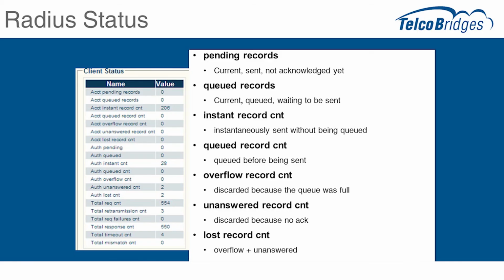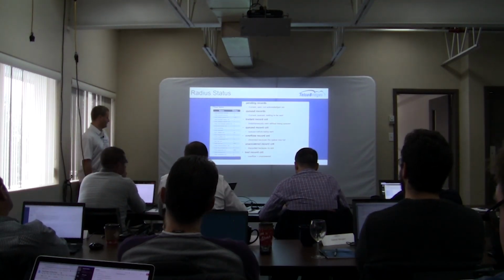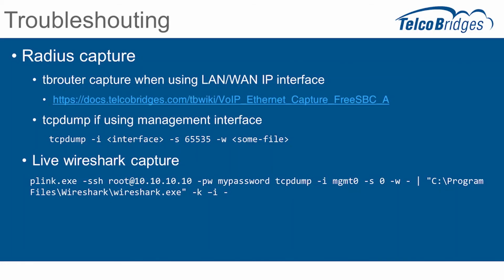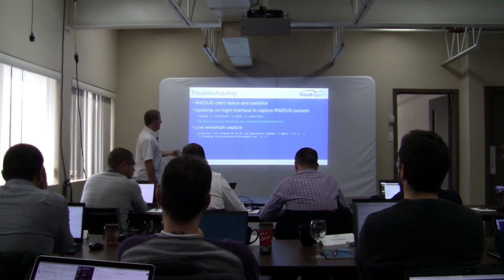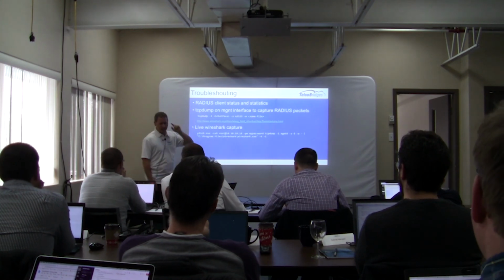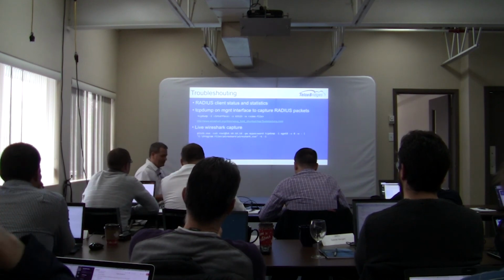Okay, that's fine. You can see if the radius server is running behind, if you have pending and queued records, and if this list grows, it's not so good. Okay. Radius, yeah. So we mentioned this also. Maybe you need to do a TCP dump. It depends where your radius packets are going out. I'll show you this later, a live Wireshark capture. Status and statistics, we saw that already. Okay, so let me show you something more on this.